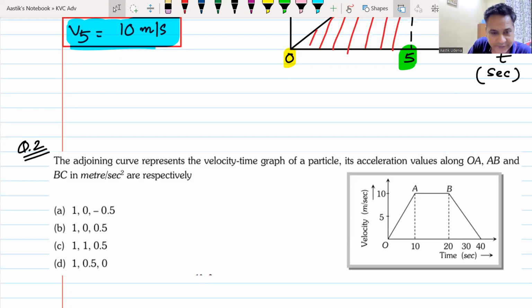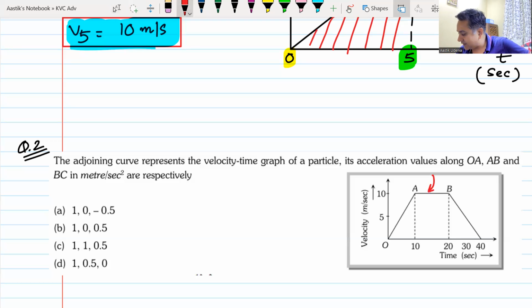Do we have an answer here, my dear friends? The adjoining curve represents the velocity time graph of a particle. Its acceleration along OA, AB, and BC. Kaushik has given me an answer, option C. No, option C is not correct, my dear friend. Anyone with an answer?